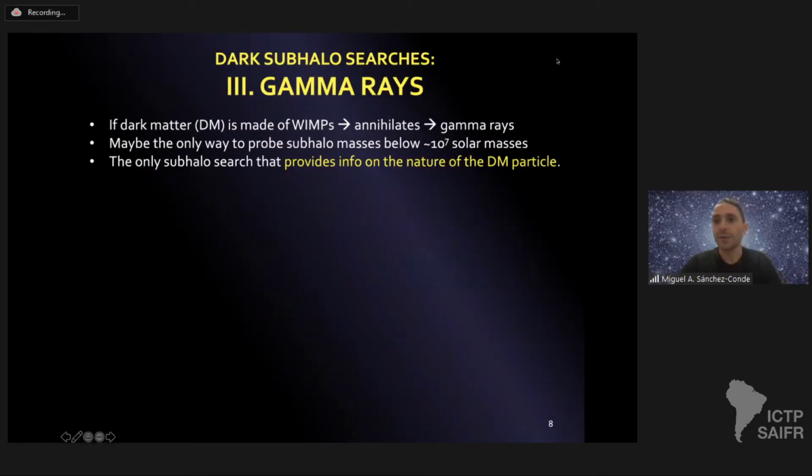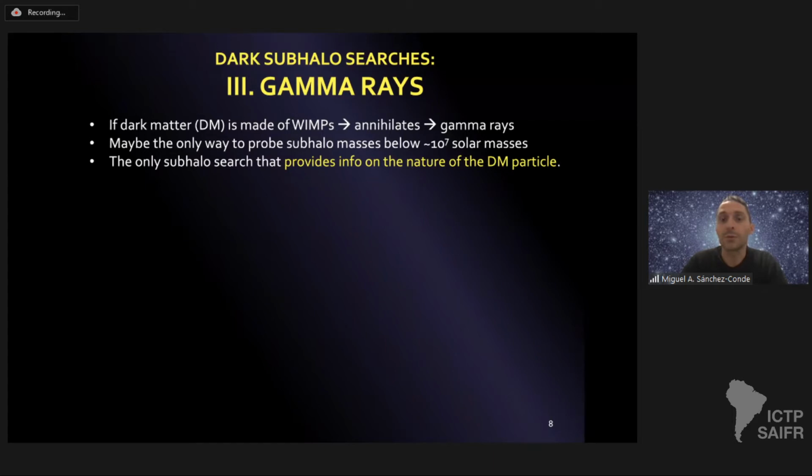And then the third technique that I would like to mention, and the one I will be focusing on for the rest of the talk, is the one based on gamma rays. Of course, the assumption here is that the dark matter is made of a particular candidate, WIMPs, weakly interacting massive particles. If this is the case, these particles will annihilate within the subhalos and give you gamma rays. These gamma rays we can search for by using our instruments in the gamma-ray regime.